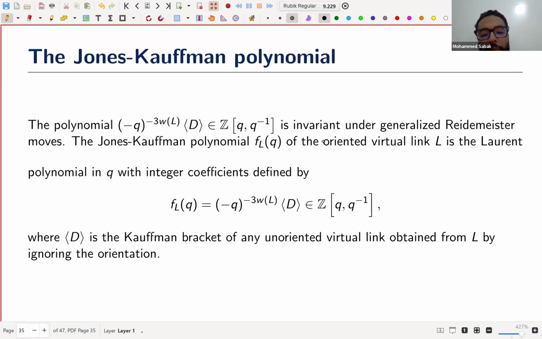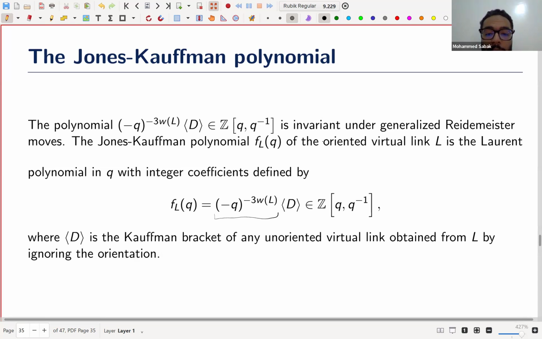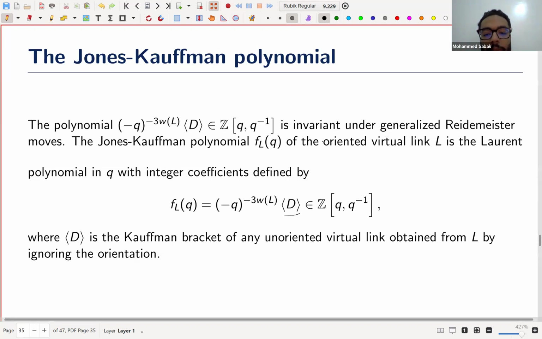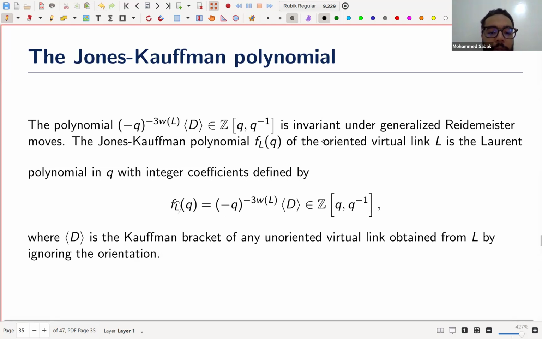So the Jones-Kauffman polynomial, which is an invariant of oriented virtual links, is defined as minus q to the power of minus 3 writhe of D times the bracket polynomial of D. It doesn't matter which link diagram we choose for the link L, since this polynomial will be invariant if we have equivalent diagrams.